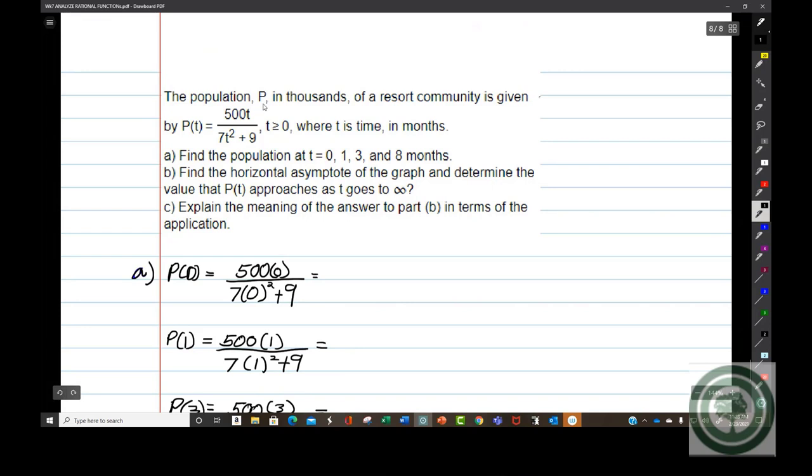The population, P in thousands, so this is in thousands, and that ends up being very important, of a resort community is given by this, where t starts at zero. That makes sense. t is equal to or greater than zero. Okay, that is the population.